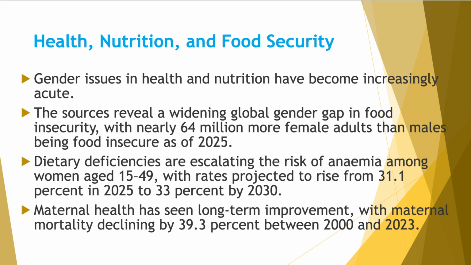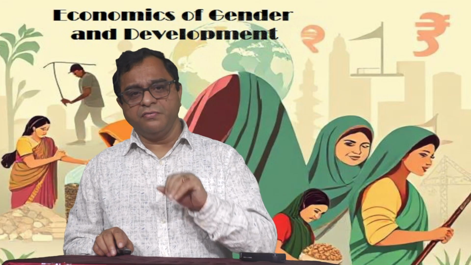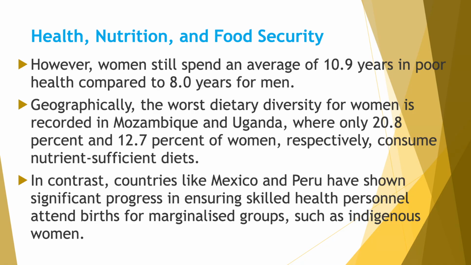And maternal health has seen long-term improvement, with maternal mortality declining by 39.3% between 2000 and 2023. However, women still spend an average of 10.9 years in poor health compared to 8 years for men. And geographically, the worst dietary diversity for women is recorded in Mozambique and Uganda, where only 28.8% and 12.7% of women respectively consume nutrient-sufficient diets. In contrast, countries like Mexico and Peru have shown significant progress in ensuring skilled health personnel attend births for marginalized groups such as indigenous women.